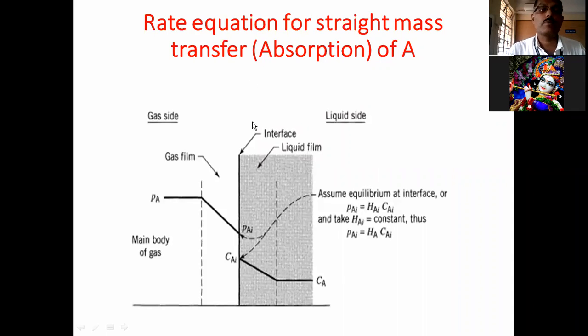This is the mechanism of interface mass transfer, the straight mass transfer in an absorption system, in an absorption column that you are studying. The rate will be determined: minus rA is equal to kg into (pA minus pi). In the same way, for the liquid, kL into (CAi minus CA).